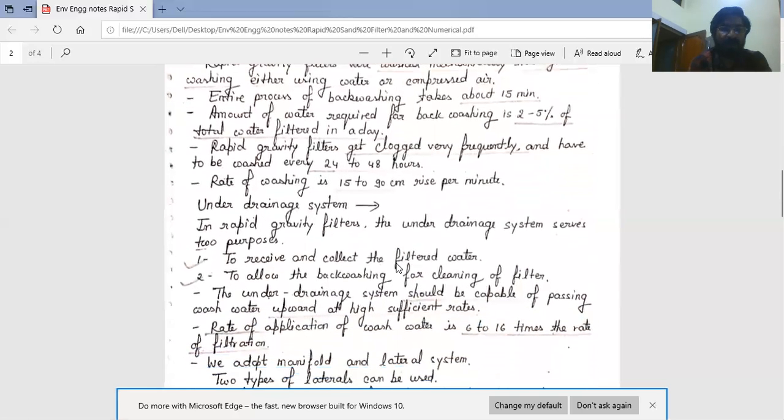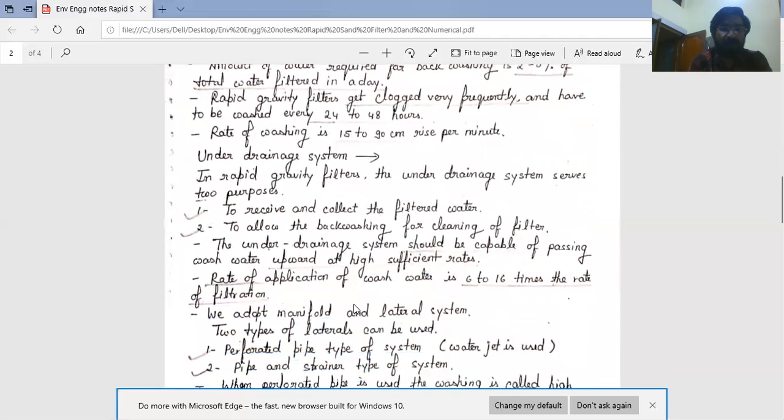And in the bottom, the under drainage system. In rapid gravity filters, the under drainage system serves two purposes. First is to receive and collect the filtered water. Second, to allow the backwashing for cleaning of filter. The under drainage system should be capable of passing wash water in upward direction at a sufficiently high rate.